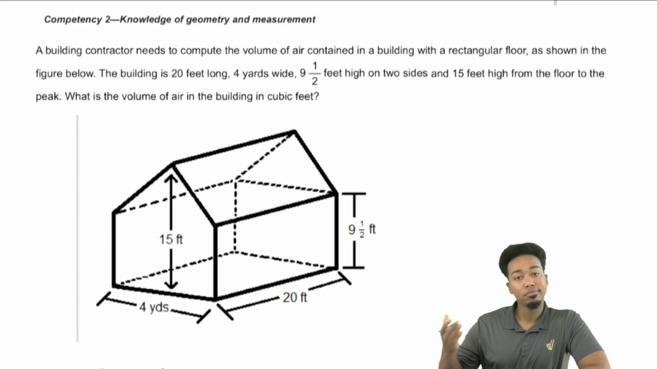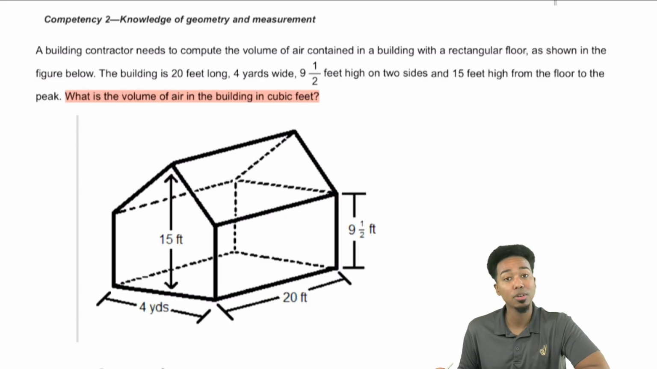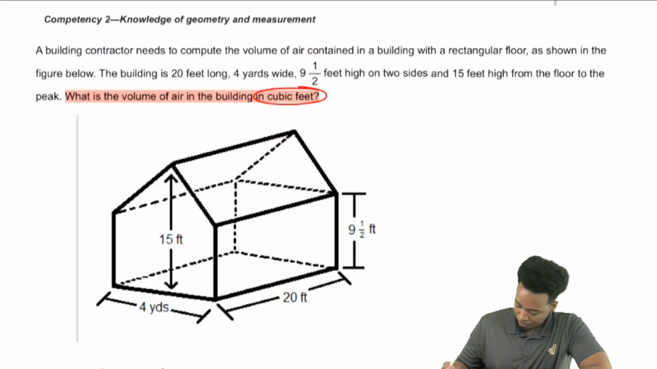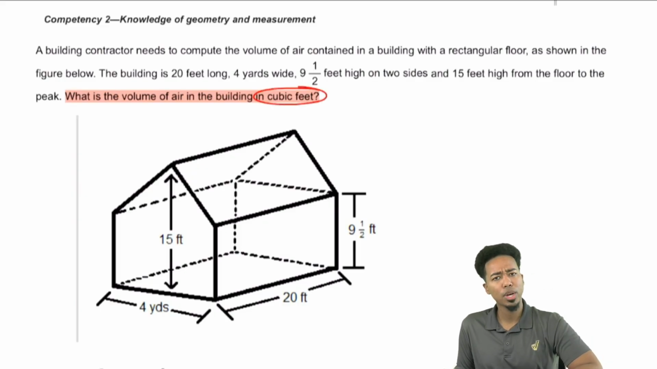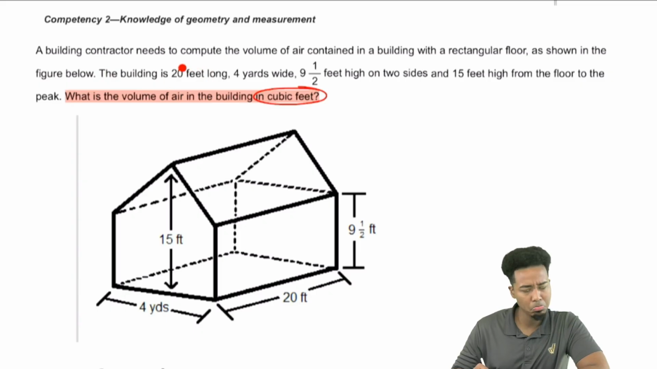First things first, go to the question. We see here that it says, what is the volume of air in the building in cubic feet? Always pay attention to the units. Always pay attention. Cubic feet. Okay, great. Do I notice anything weird? Well, if I read quickly, a building contractor needs to compute the volume of air contained in a building with a rectangular floor, as shown in the figure below. The building is 20 feet long, okay, 4 yards wide.